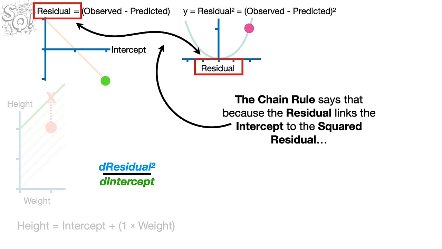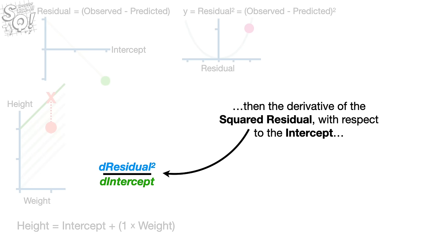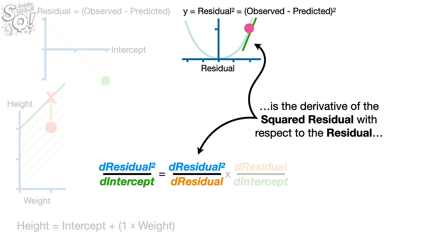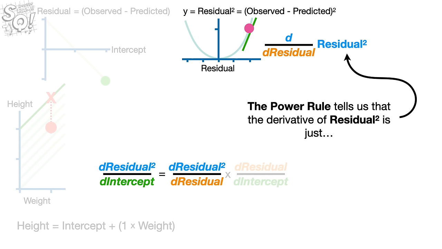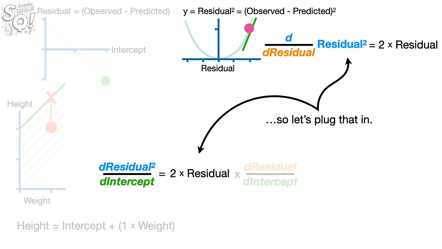The chain rule says that because the residual links the intercept to the squared residual, then the derivative of the squared residual with respect to the intercept is the derivative of the squared residual with respect to the residual times the derivative of the residual with respect to the intercept. The power rule tells us that the derivative of the residual squared is just 2 times the residual. So let's plug that in.